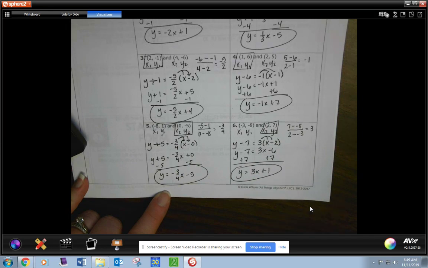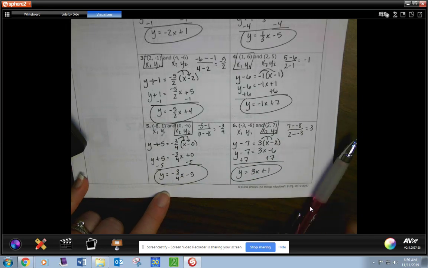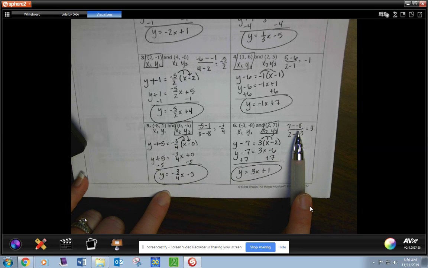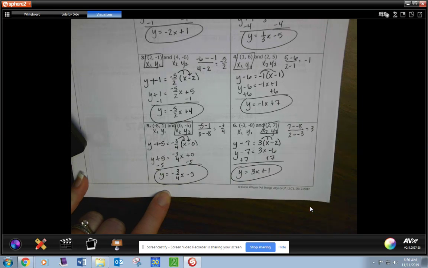Okay, so now you're going to try a worksheet on your own, doing the same thing. You can use a calculator for this. Just show me the plug-in and then using that formula. If you have questions, stop and ask.